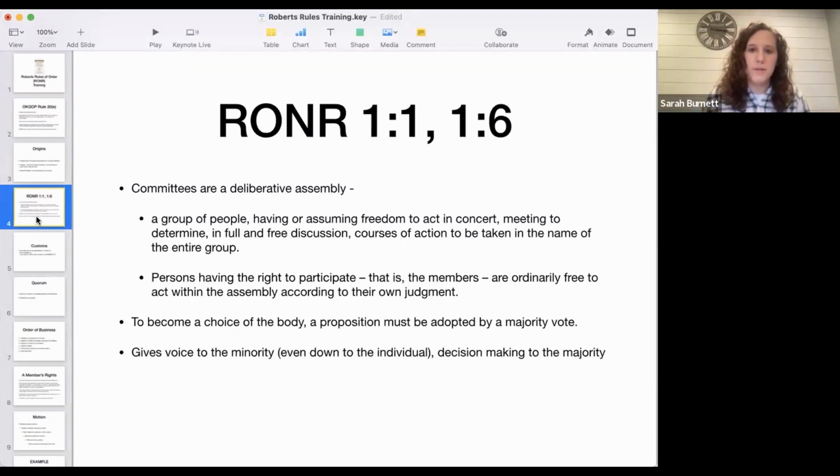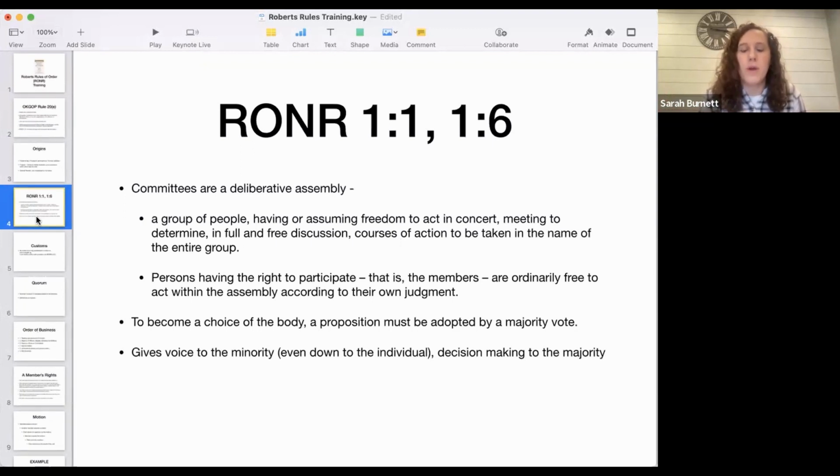Just as some guiding principles, this is from the very beginning of Robert's Rules. Committees are a deliberative assembly. And so that is a group of people having or assuming freedom to act in concert, meeting to determine in full and free discussion courses of action to be taken in the name of the entire group.